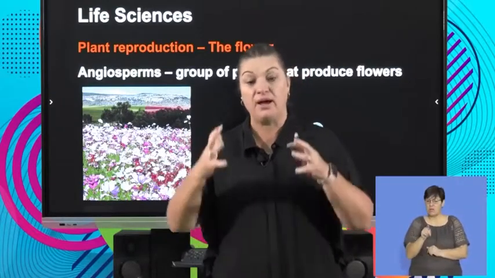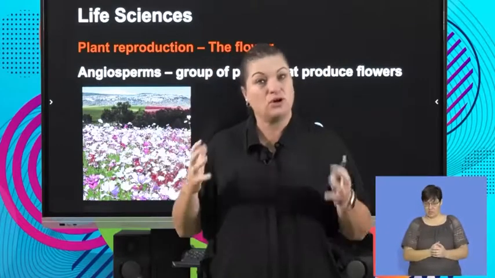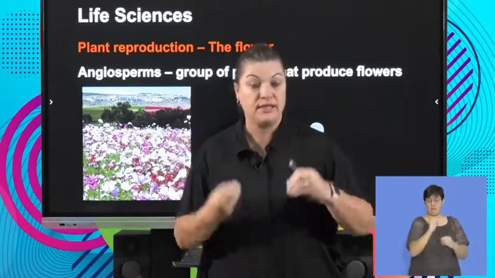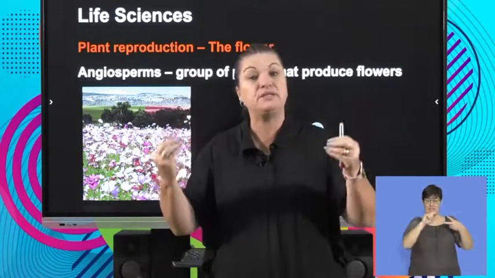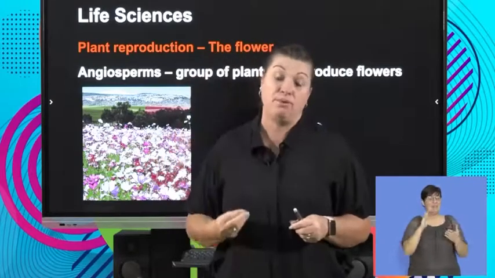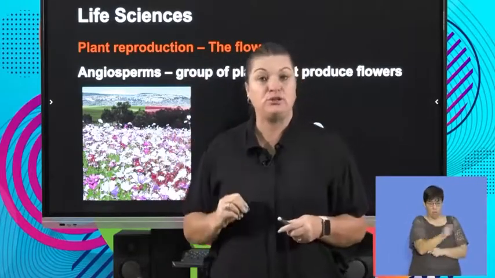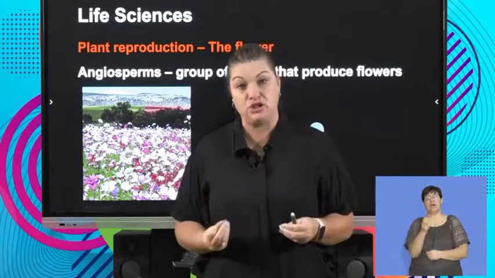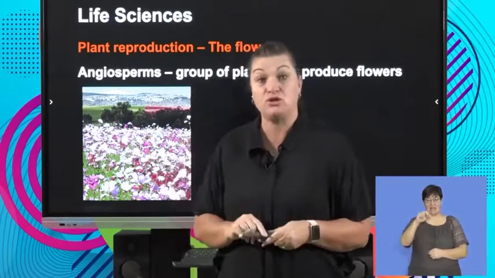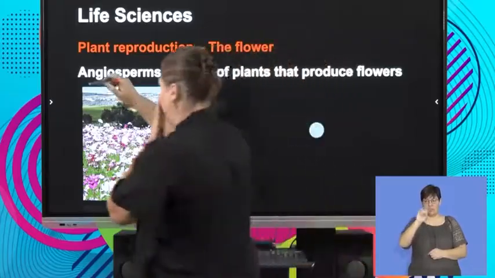So what is a flower? When we look at plants, they have organs: roots, stems, leaves, and some plants are going to produce a flower, and those are the angiosperms. And that is the structure we're going to look at today.